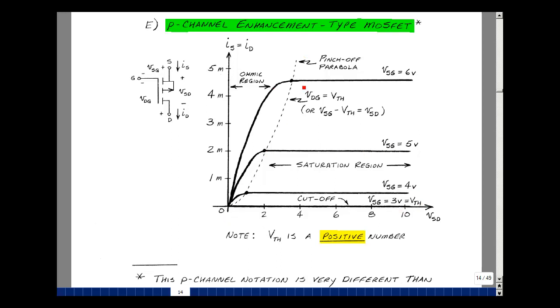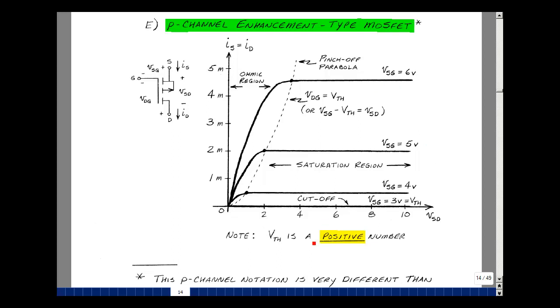Also have a pinch-off parabola as the intersection of the ohmic region with the saturation region. If we do this, the threshold voltage will turn out to be positive. So just like the JFET, everything's identical for the P-channel device. Just simply change all the directions of current and change all the subscripts, and everything else will come out the same.